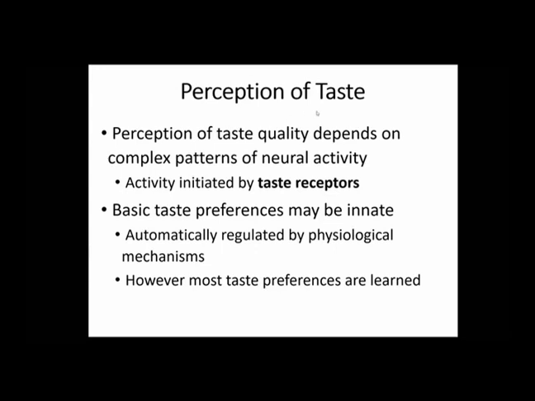But we're going to stick with just the activation of our taste receptors for now. And there's some evidence that says that some of our basic taste preferences might be innate. So we could have things that we are predisposed to liking just because of what's in our genetics. Some of them are automatically regulated by physiological mechanisms, which basically means as certain processes are going on in your body, you're going to want and crave certain things.